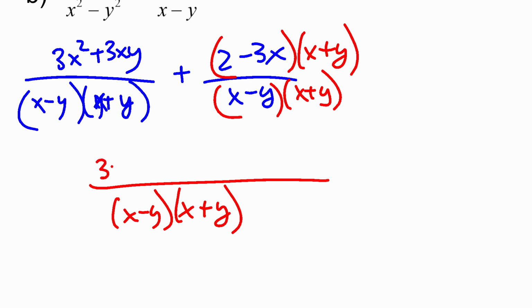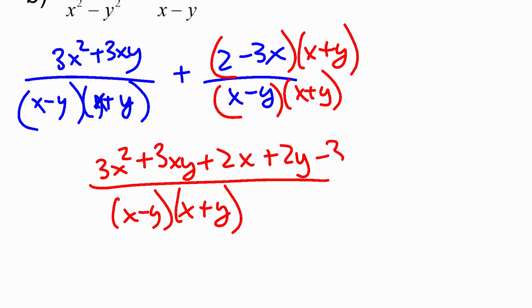So the top I'd have 3x squared plus 3xy. And then here, I could FOIL all that out. So it'd be plus 2x plus 2y minus 3x squared, that's that one, and a minus 3xy.